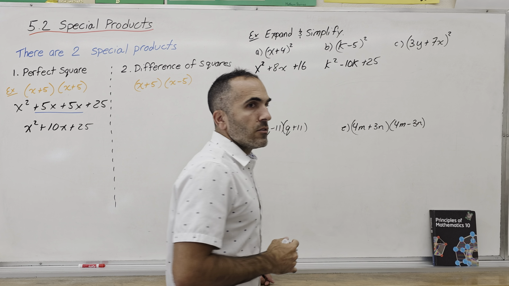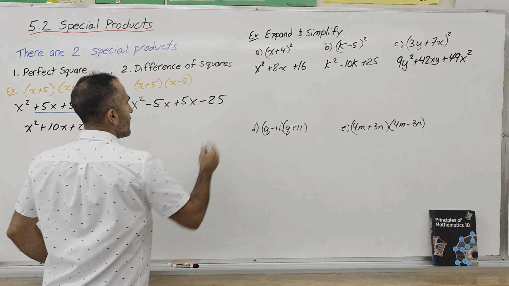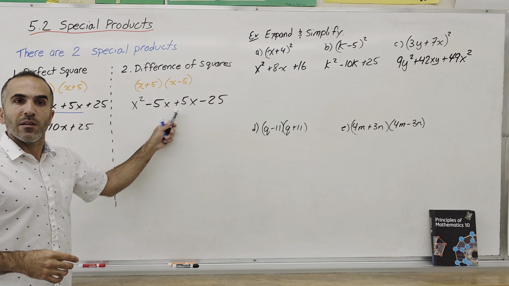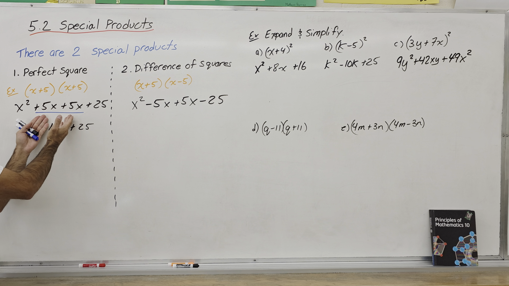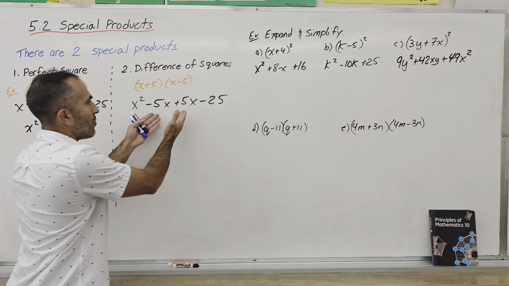Okay, now, the second type is difference of squares. Look at the difference when we expand. X times x, x times negative 5, 5 times x, 5 times negative 5. I still got that doubling happening in the middle, but the signs are different. So I'm only doubling here because the signs are the same. Whereas over here, because the signs are different, they actually cancel to 0. Always. They always cancel to 0. And I'm left with just x squared minus 25.